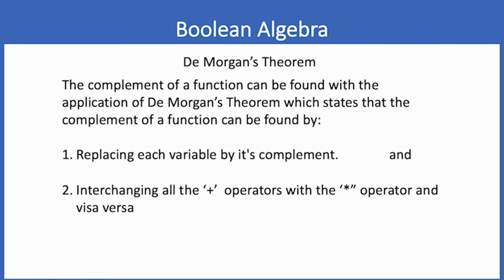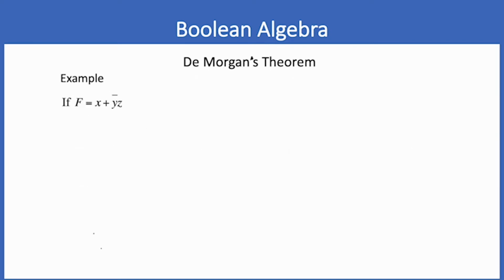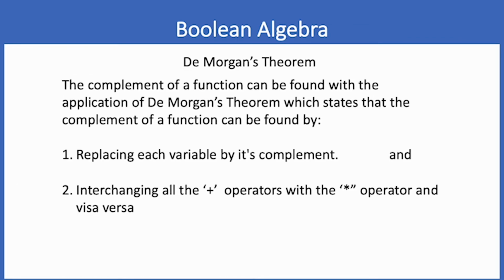Now let's talk about De Morgan's theorem. De Morgan's theorem states that you can find the complement of a function by replacing each variable by its complement in that expression and interchanging all the plus operators with multiply operators and vice versa. Here's an example where we're going to use De Morgan's theorem. Remember, you replace each variable by its complement and you interchange all the plus operators and multiplication operators and vice versa.